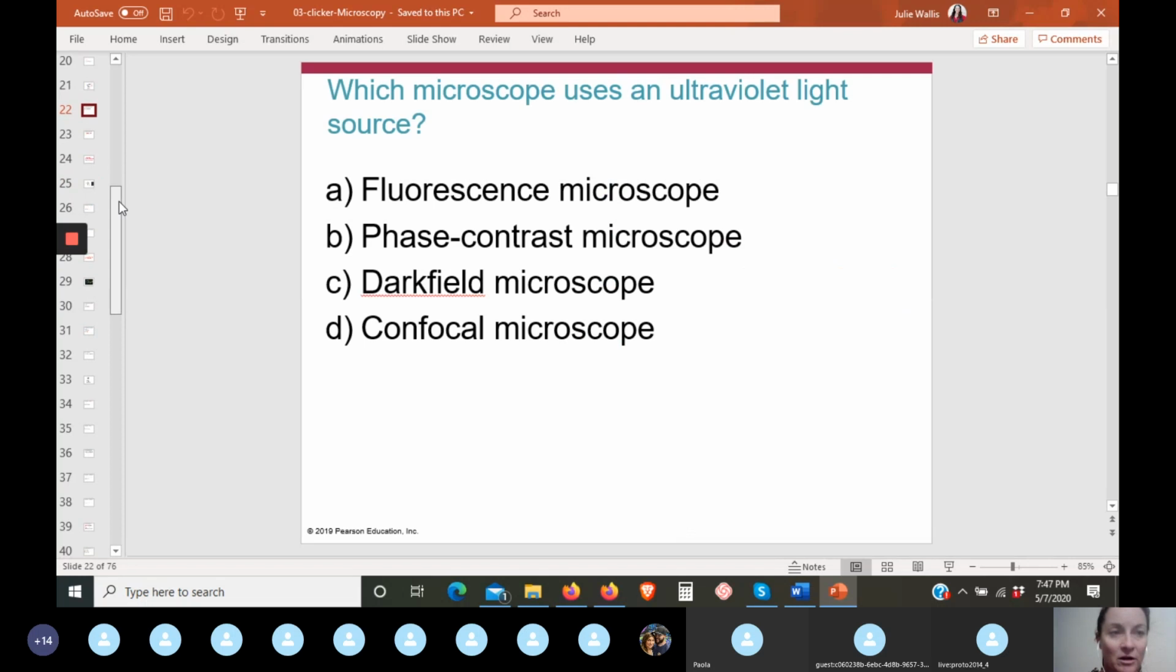Okay, moving right along. Which microscope uses ultraviolet light as the light source? See, now it's doing some. I don't even know what's going on.